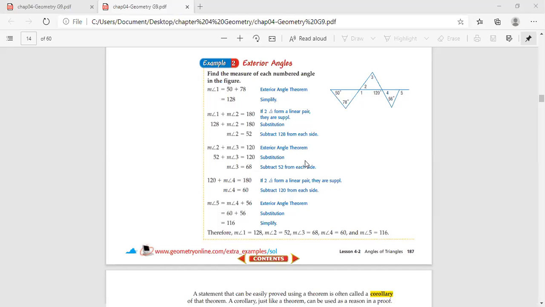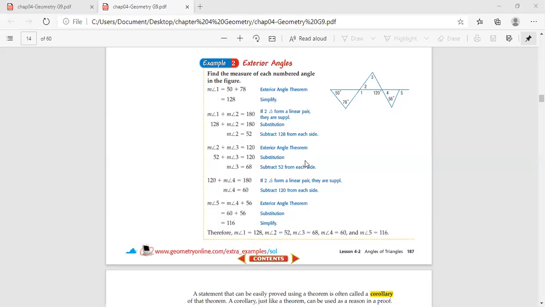Now, what is the relation between 1 and 2? Supplementary. Yes. Then we can say 128 plus the measure of angle 2 should be equal to 180 degrees, supplementary angles. Then the measure of angle 2 will be equal to 52.